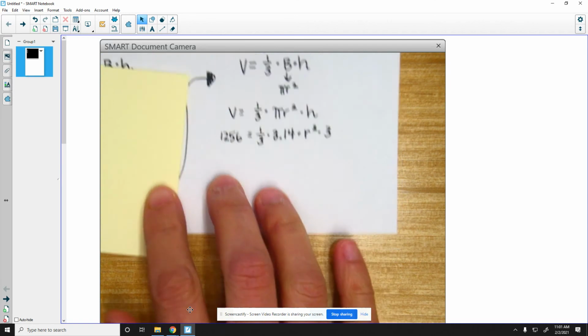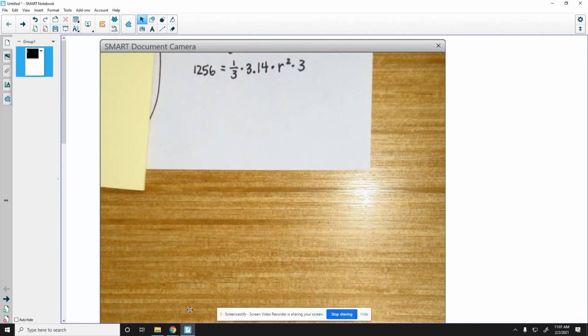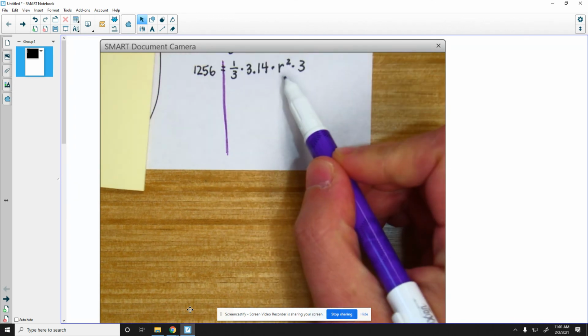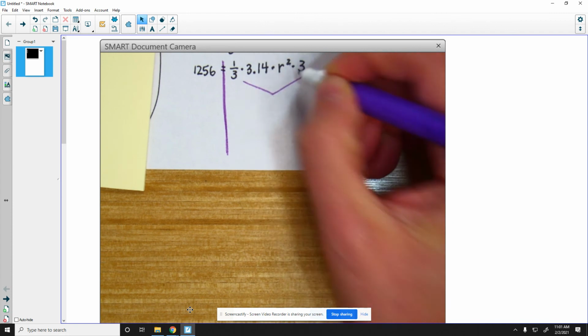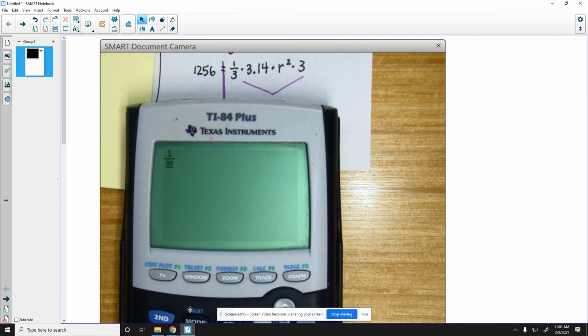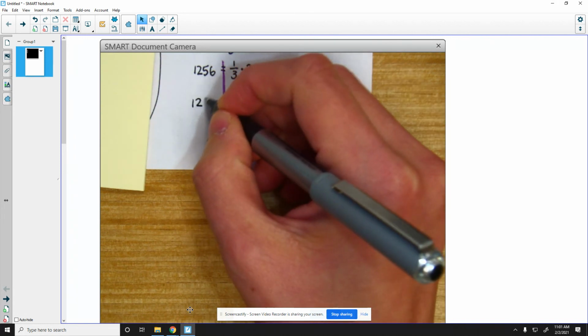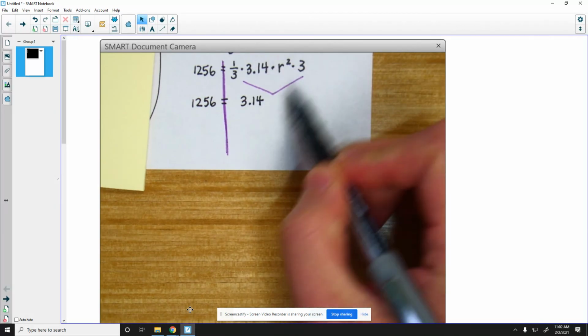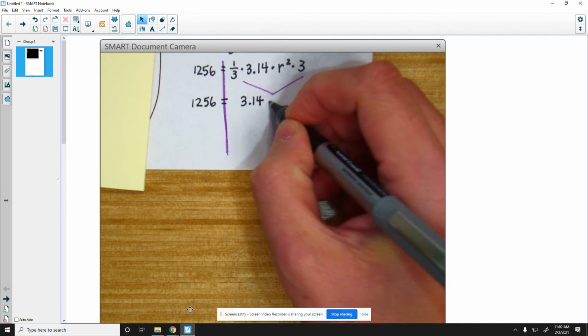Okay, so I'm going to cover all this stuff up on top so it's not so confusing. Let's look at this again. I have an equation. I need to solve for r. So remember, you have all of these numbers on this side that you can combine. So I can combine 1/3, what's another number I see, times 3.14, what's another number I see, times 3. That equals 3.14. Oh, all right. So I have 1,256 equals 3.14, because when I multiply this and this and this, that all equals 3.14 times r squared.